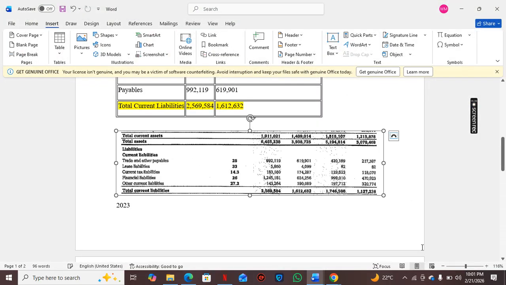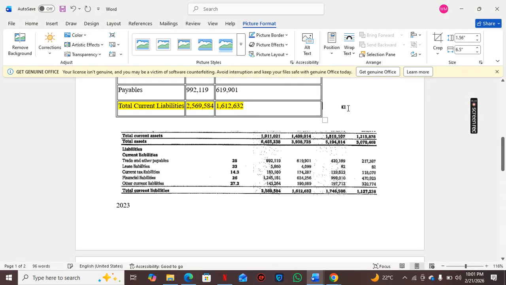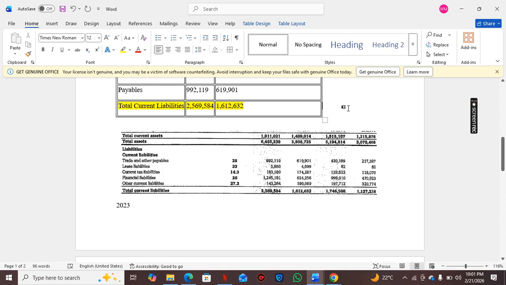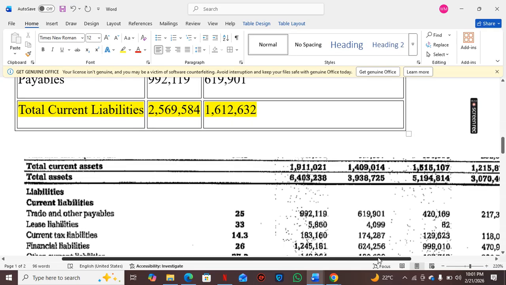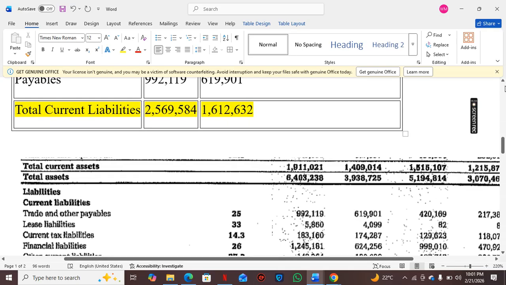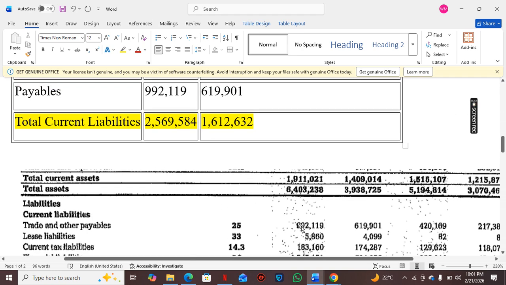I want to now make a critical analysis of this. These are the current liabilities. So here, as we can see, trade payables increased from 619,901 to 992,719. This is one current liability that increased. These liabilities also increased.